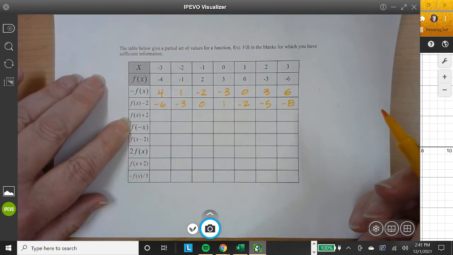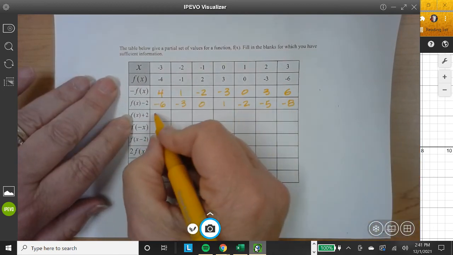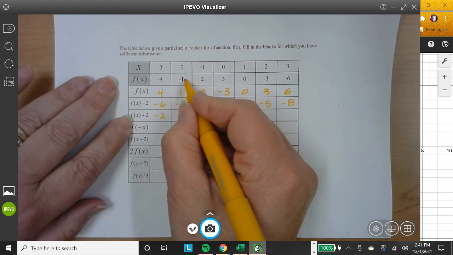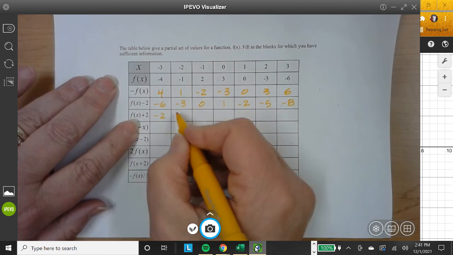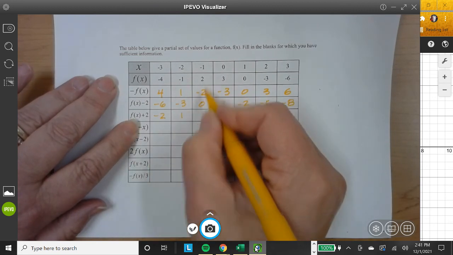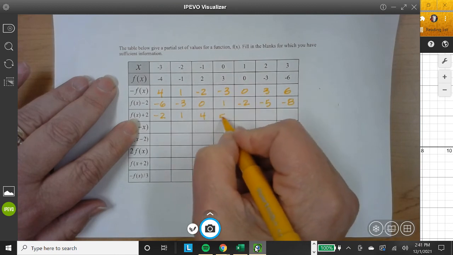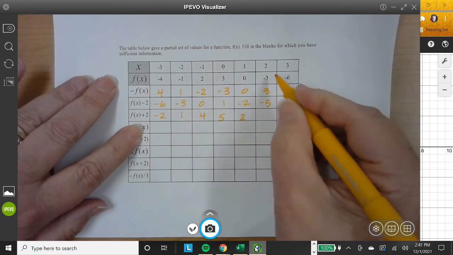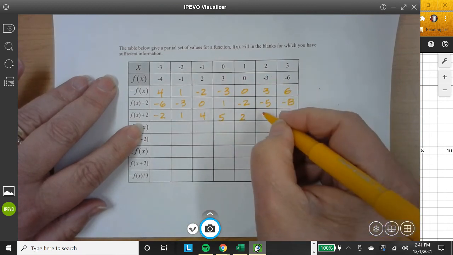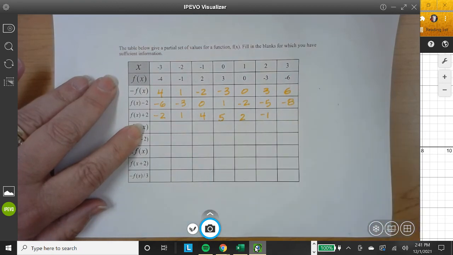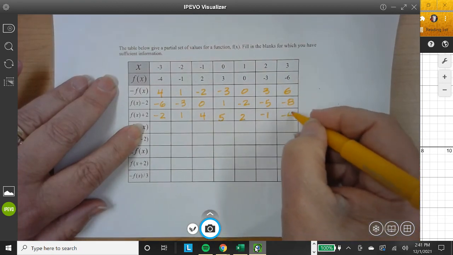This says we're going to add 2 to all the y values. So negative 4 plus 2 is negative 2. Negative 1 plus 2 is 1. 2 plus 2 is 4. 3 plus 2 is 5. 0 plus 2 is 2. Negative 3 plus 2 is negative 1. Negative 6 plus 2 is negative 4.